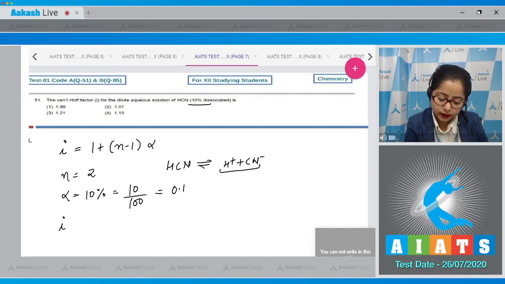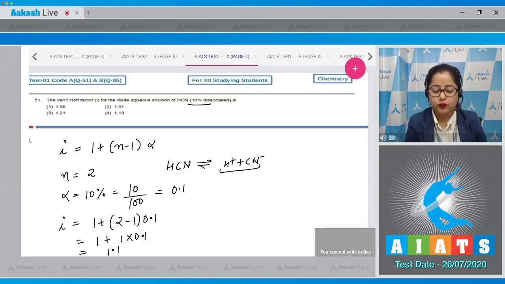Now we can calculate i. 1 plus (n is 2, minus 1) alpha is 0.1, which is equal to 1 plus 1 multiplied by 0.1, will be equal to 1.1. That means the correct answer is option number 4.